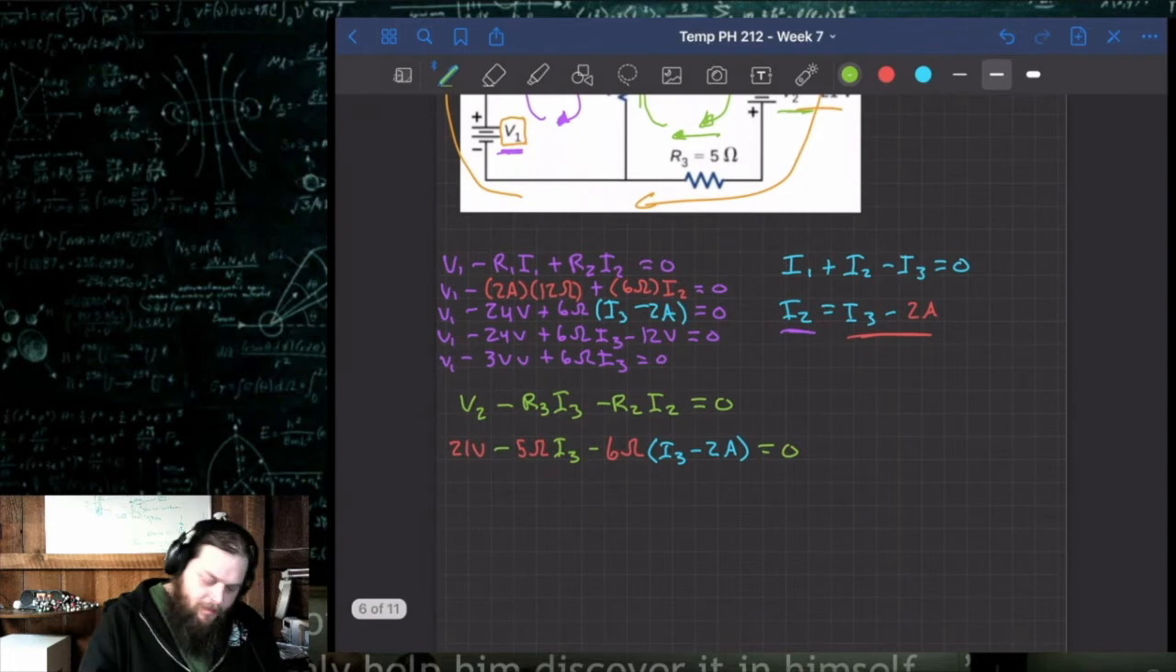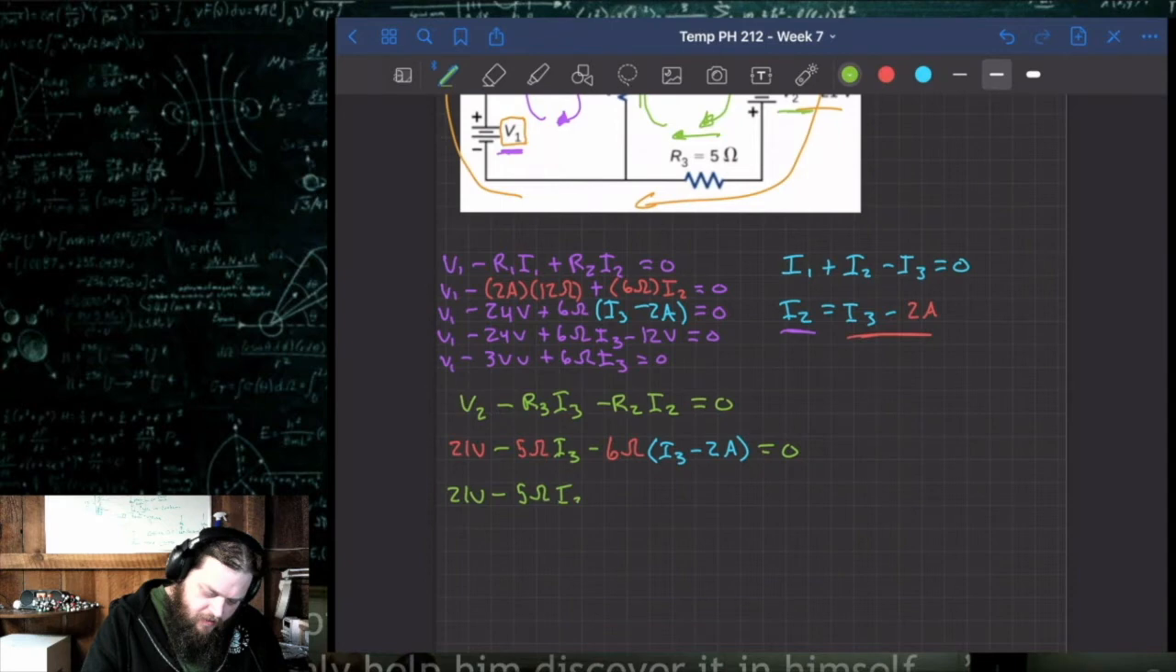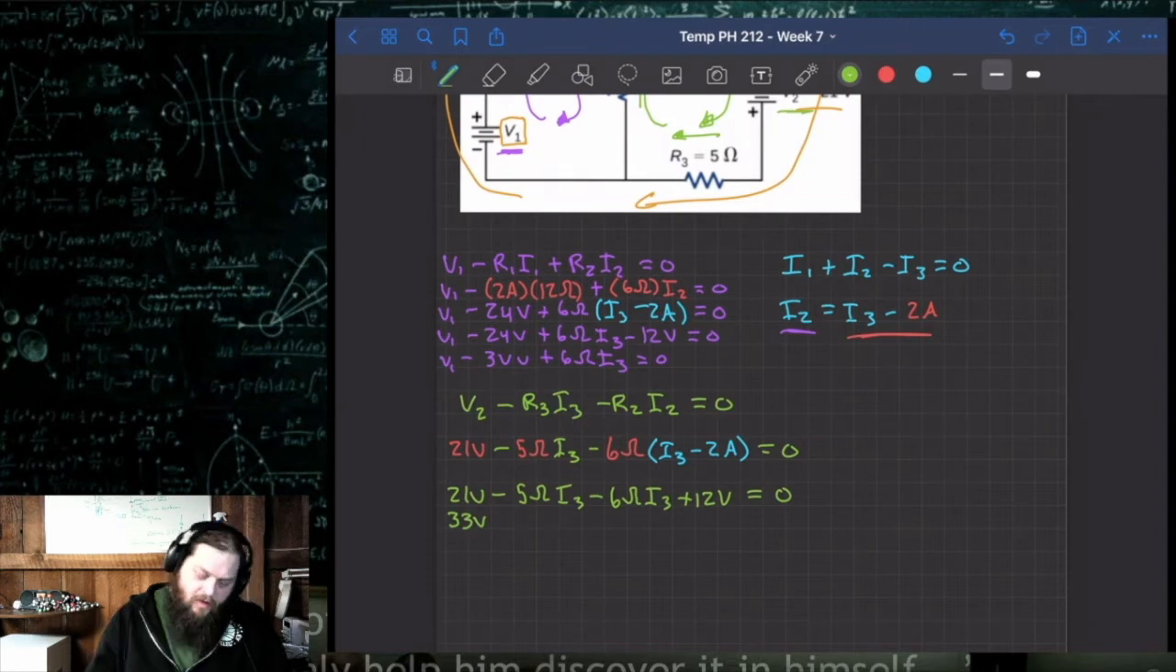Simplifying a little bit, we got 21 volts minus 5 ohms I3, minus, distributing that negative 6 ohms in, I have negative 6 ohm I3 plus 12 volts, which is equal to 0. Adding those voltages together, I get 33 volts. In this case, I only have one variable left in there, so I'm going to move all the terms with I3 to the right side and combine like terms. So that's going to equal 11 ohms times I3.